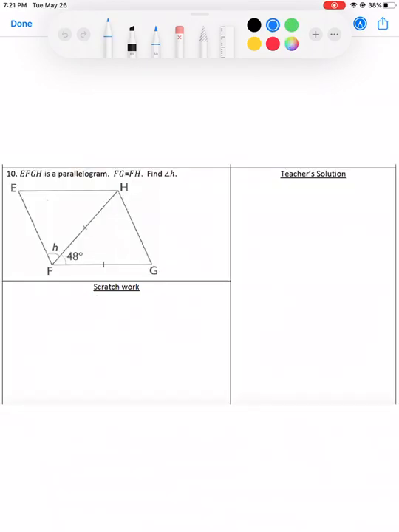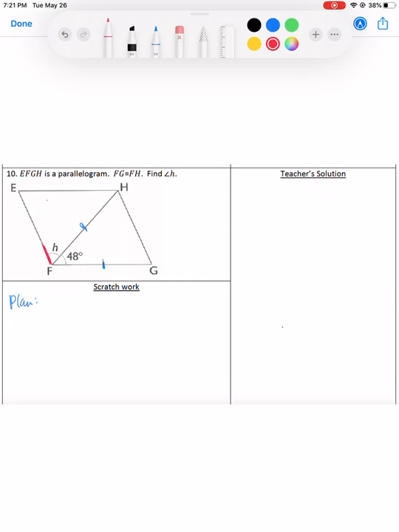Okay, this is homework number 8, problem number 10. So with this problem, we just start like the others, make a plan. We observe what we have where they say EFGH is a parallelogram and FG equals FH. So FG is right here and FH is right here. We need to find angle H. So we can outline that with red.